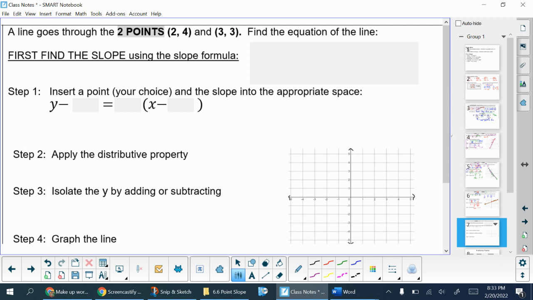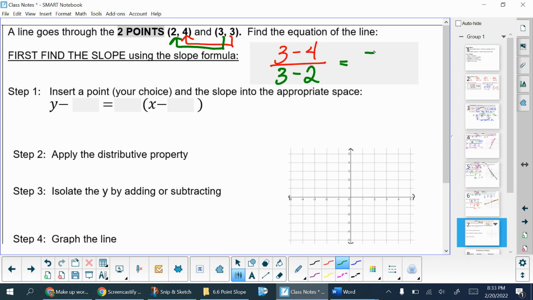We don't have the slope. So first thing we got to do, it's called point slope form. We need the slope. We have plenty of points. We've got 2 of those. We need the slope. So we're going to go ahead and do our y minus y, 3 minus 4, over our x minus x, so 3 minus 2.